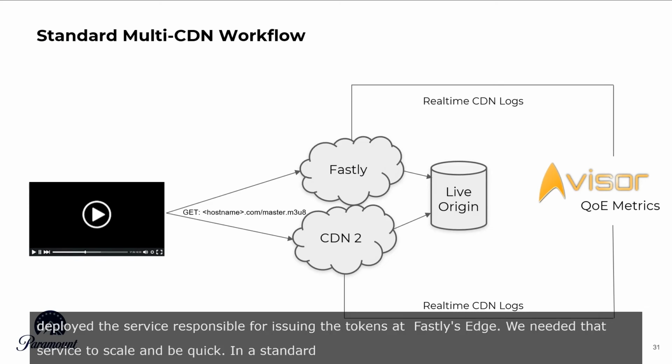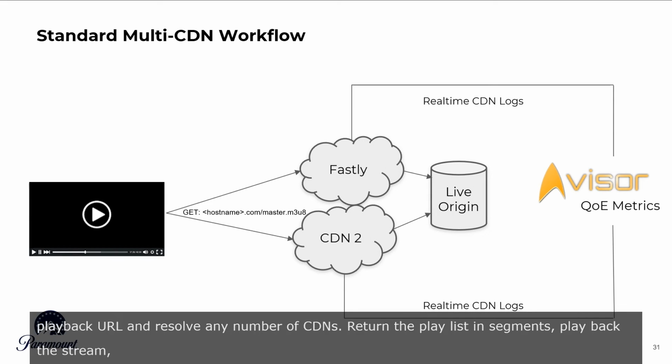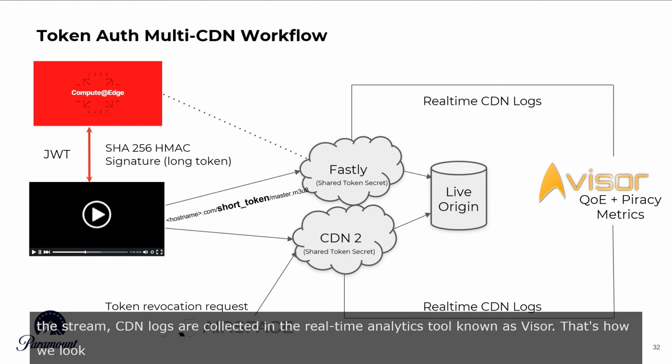In a standard multi-CDN workflow, our player will load a playback URL and resolve any number of CDNs. It returns the playlist and segments. It could play back the stream. CDN logs are collected in our real-time analytics tool known as Visor, and that's where we compute those QoE metrics. But looking at our security-focused workflow, things look a little different.